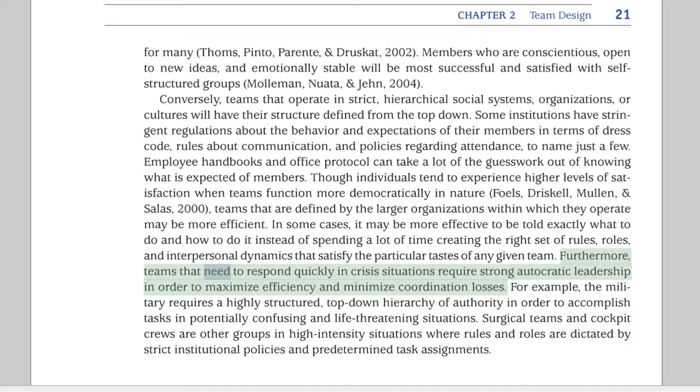Furthermore, teams that need to respond quickly in crisis situations require strong autocratic leadership in order to maximize efficiency and minimize coordination losses. For example, the military requires a highly structured, top-down hierarchy of authority in order to accomplish tasks in potentially confusing and life-threatening situations. Surgical teams and cockpit crews are other groups in high-intensity situations where rules and roles are dictated by strict institutional policies and predetermined task assignments.